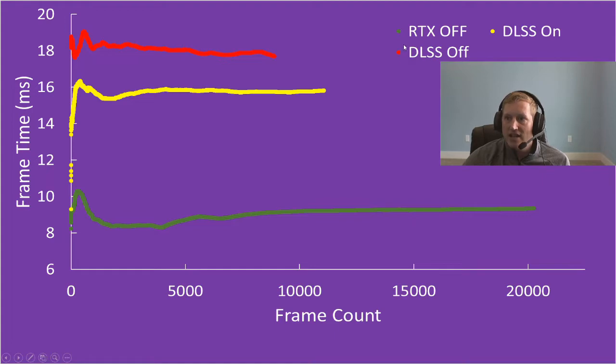The green line is RTX off. The yellow line is RTX on, but with DLSS enabled. And the red line is RTX on with DLSS disabled. In this slide, lower is better, so the less amount of time it took to render a frame, the better. That's what the green line is showing right here. Also, you may be wondering why the lines are different lengths.